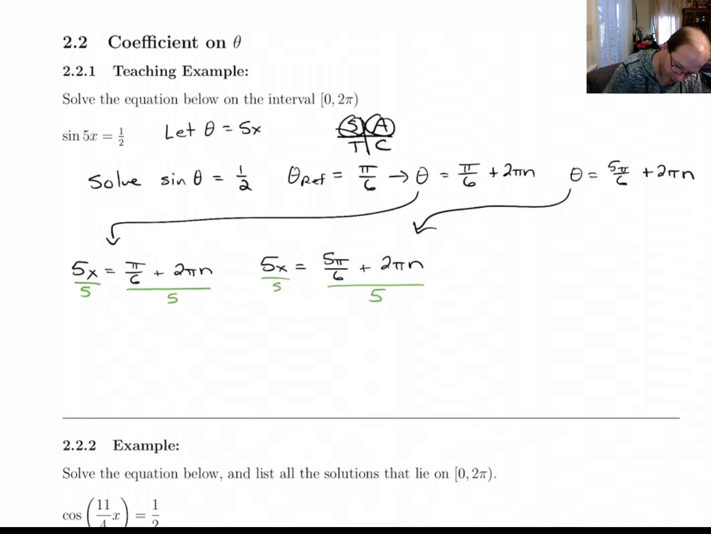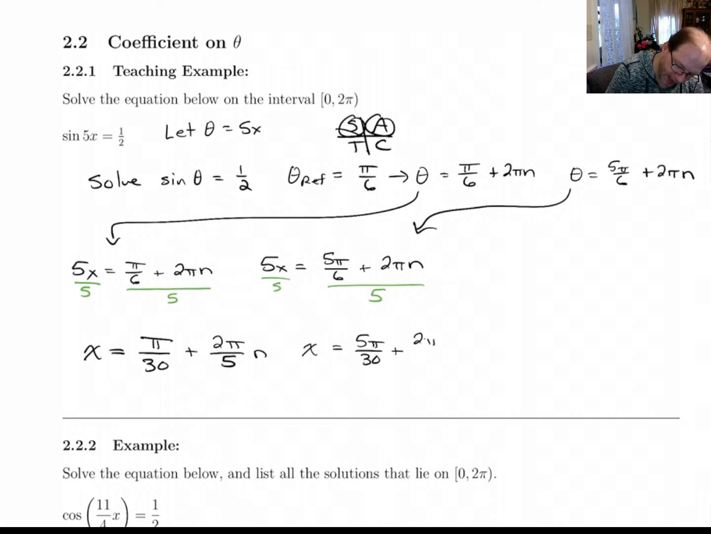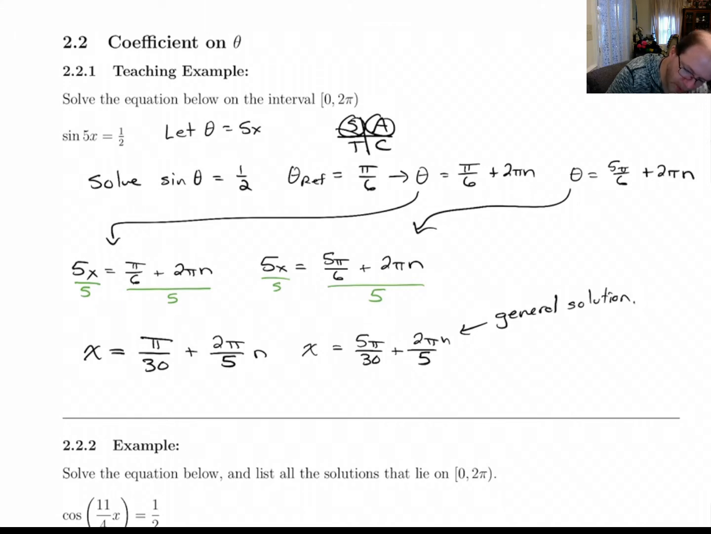All right, so let's see. This one becomes x equals pi over 6. When you divide that by 5, you get pi over 30 plus 2 pi over 5 times n. And then over here you get x equals 5 pi over 30 plus 2 pi n over 5. So that's a recipe for all the solutions. We call this a general solution. And so that'll get us all the solutions to this thing.